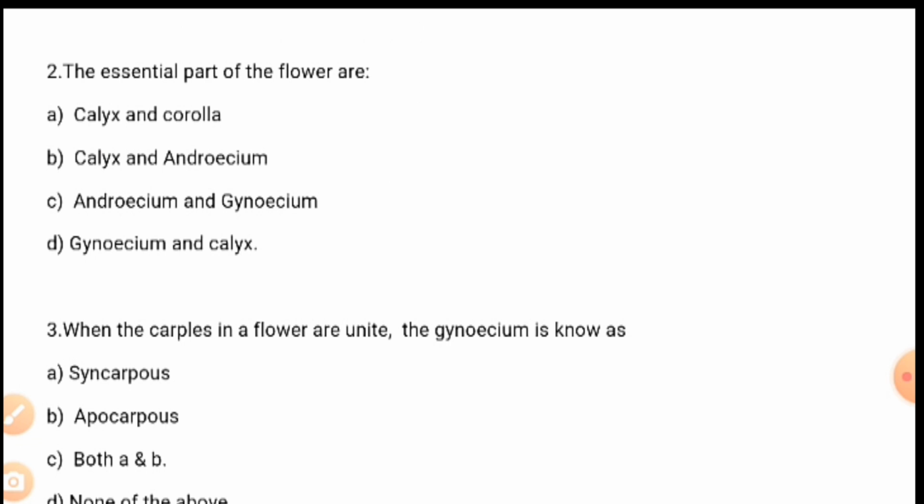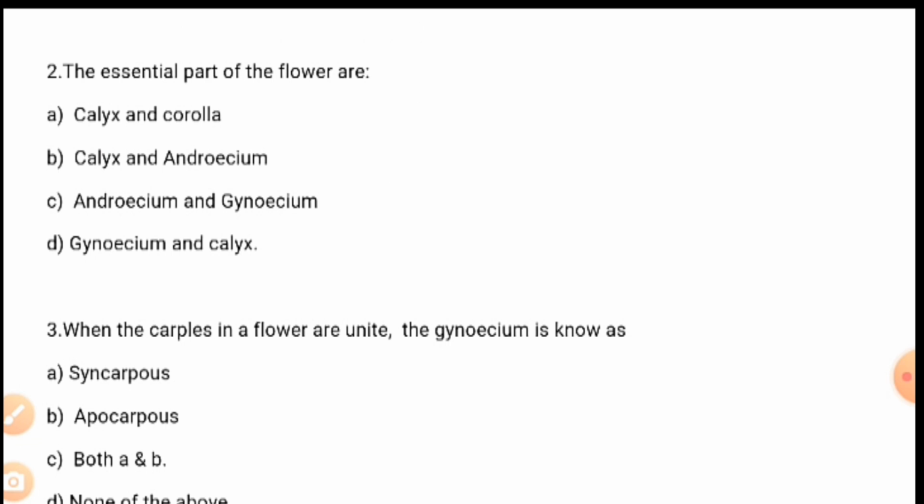It is your second question on your screen. The essential parts of the flower are, we know that a flower has 4 parts, out of them which 2 are essential. Option A, calyx and corolla. Option B, calyx and androecium. Option C, androecium and gynoecium. Option D, gynoecium and calyx.